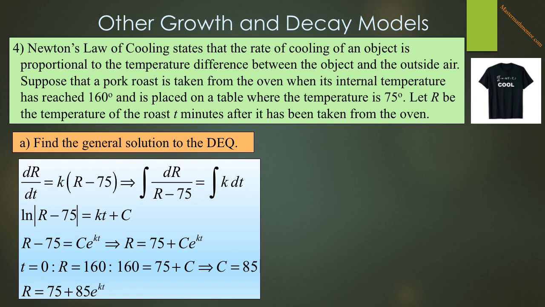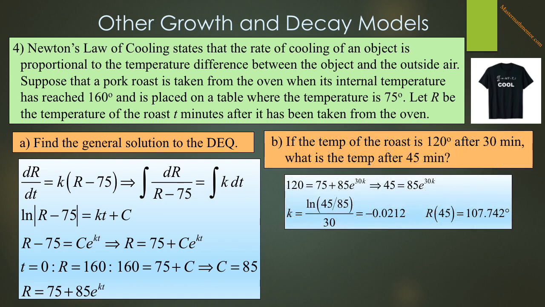This is a general solution, but we still have two constants we need to find in order to get the particular solution. First, we need to get the value of c. We utilize the fact that when t equals 0, R is equal to 160. So 160 equals 75 plus c, making c equal to 85. And therefore, our general solution is R is equal to 75 plus 85 e to the kt.